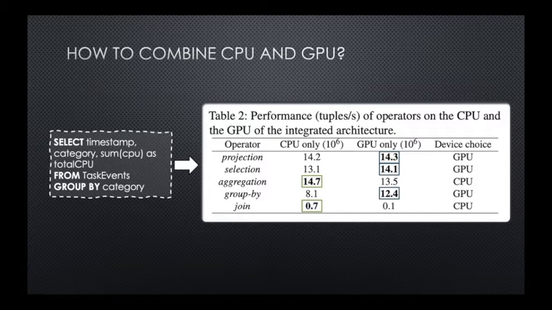Now let's see how to combine CPU and GPU. Here is a table. The author executes the same SQL on CPU and the GPU independently and gets the performance results. The operator means the execution of a query plan. For some operators, the CPU has a better performance like this. The others will be better on GPU. This table is more like a model. FineStream will build a model like this table to decide whether an operator should be run on CPU or GPU.